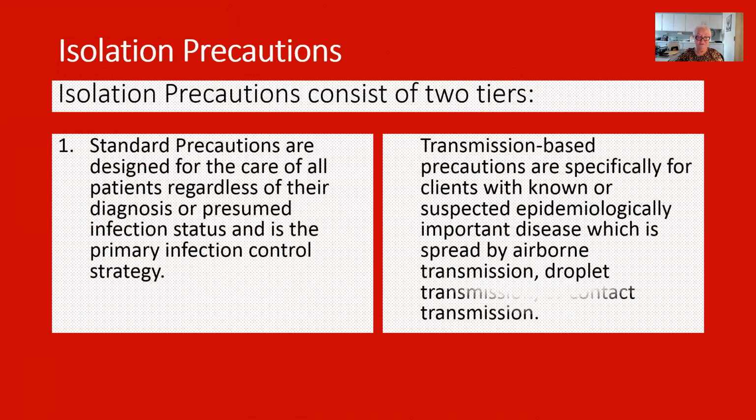And then we have transmission-based precautions. These are specifically for clients with known or suspected epidemiologically important diseases, which are spread by airborne transmission, droplet transmission, or contact transmission. These are designed to prompt implementation of transmission-based precautions that are based on clinical symptoms and conditions, while a more exact diagnosis is being sought.